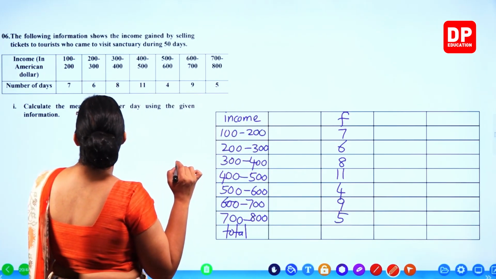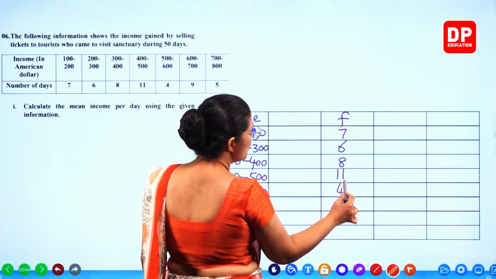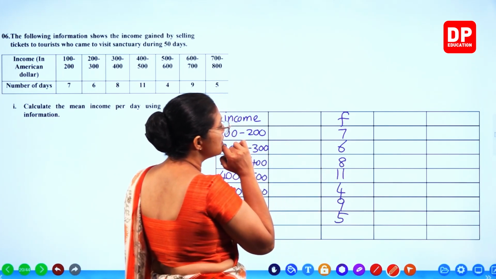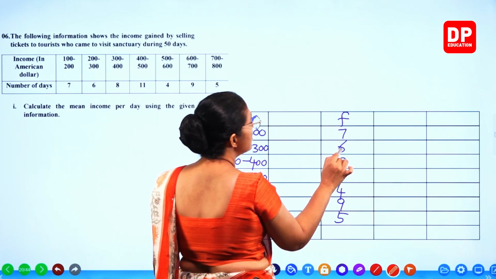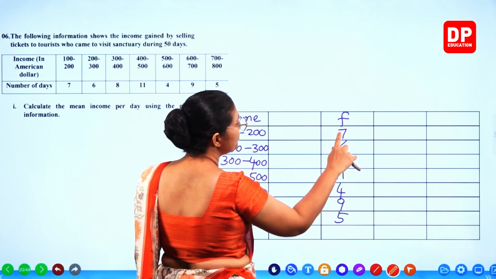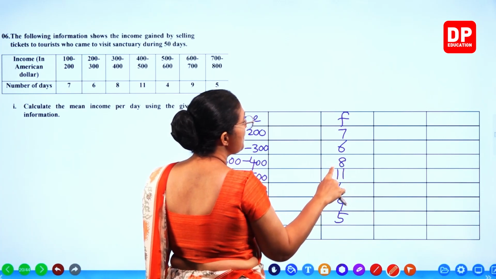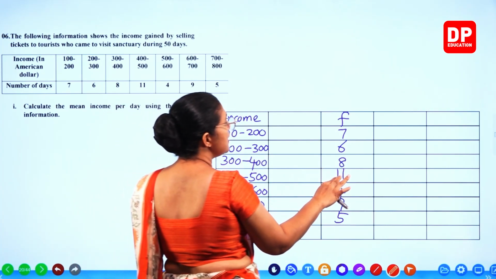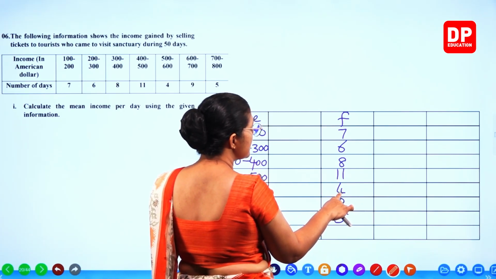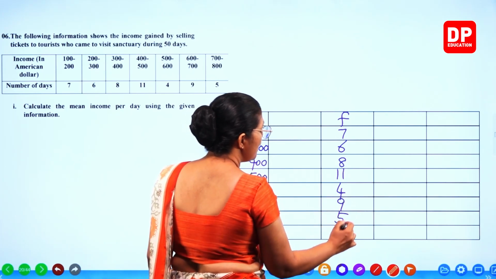What's the total? 50 days. Just check whether this is 50. 20, 29, 30, 37, 40. Again check. 13, 13 plus 8, 21, 21 plus 11, 32, 32 plus 4, 36, 36 plus 5, 41 and 50 is correct.